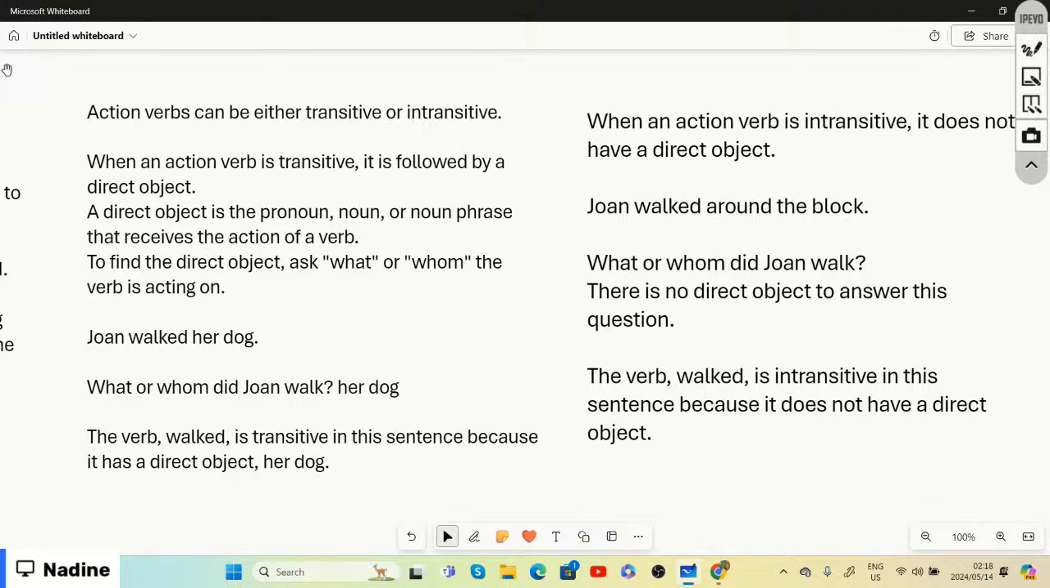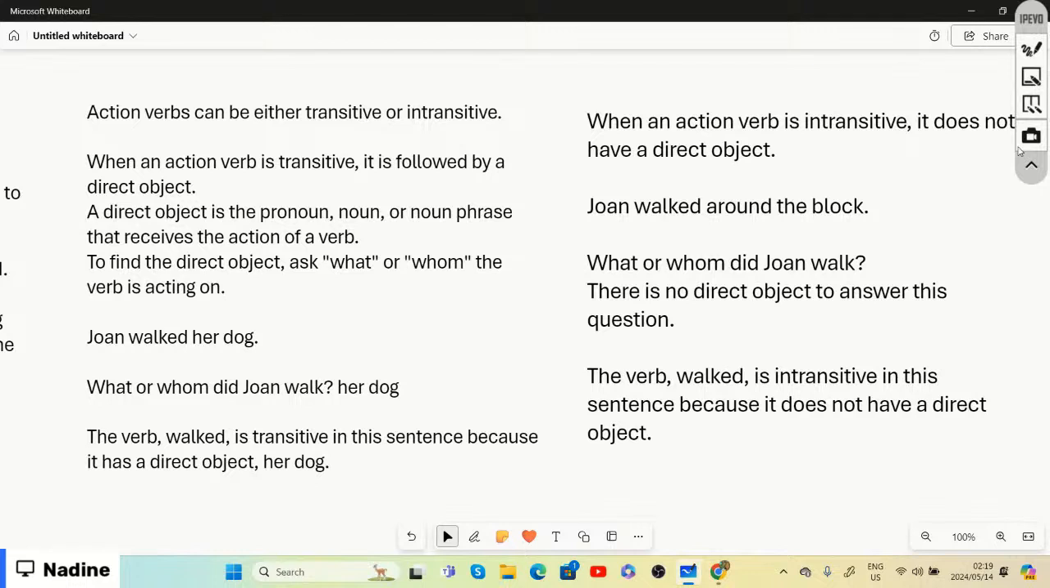When it comes to transitive verbs, when an action verb is transitive, it is followed by a direct object. A direct object can be a pronoun, a noun, or a noun phrase that receives the action of the verb. For example, to find the direct object, we can ask ourselves what or whom the verb is acting on.